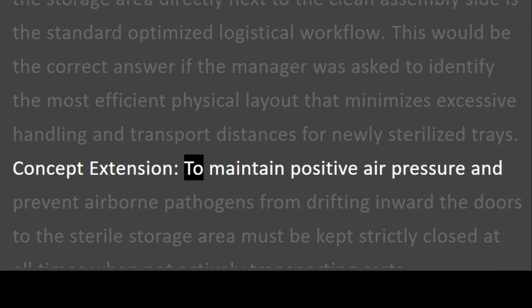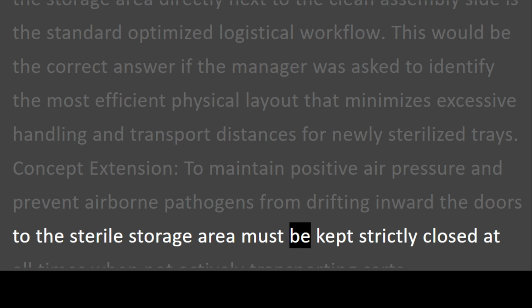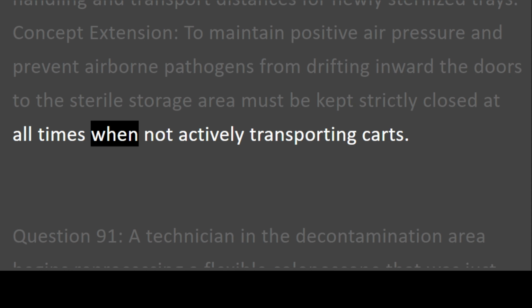Concept extension. To maintain positive air pressure and prevent airborne pathogens from drifting inward, the doors to the sterile storage area must be kept strictly closed at all times when not actively transporting carts.